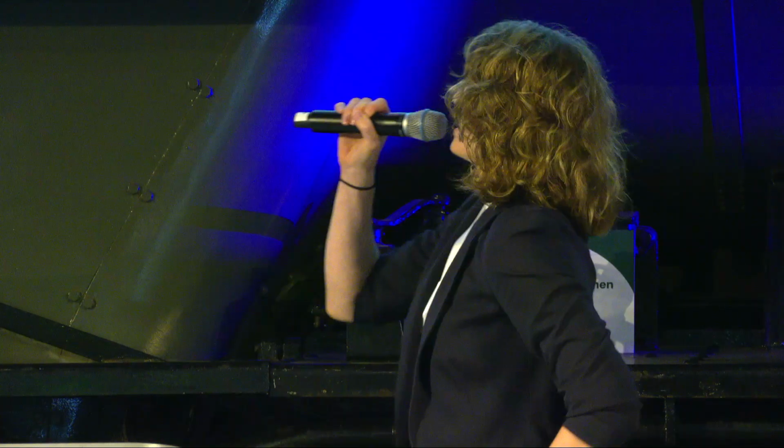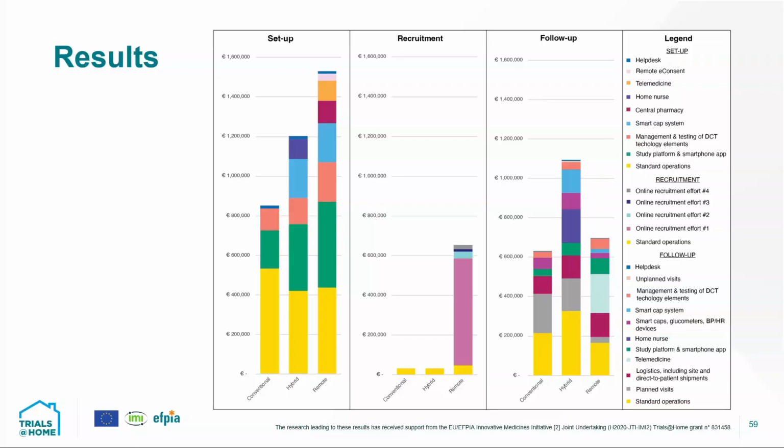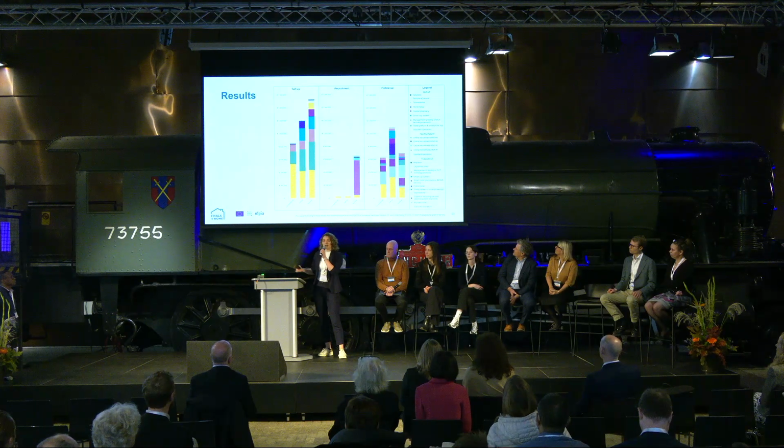Here you see a really large, overwhelming picture of all the costs that we found for the different phases, so setup, recruitment, follow-up, per conventional, hybrid, and remote arm. And in yellow you see the standard operational costs. So in radial, the decentralized elements were not just allocated to one of the arms, but spread over different arms. And those are shown by all the other non-yellow colors.